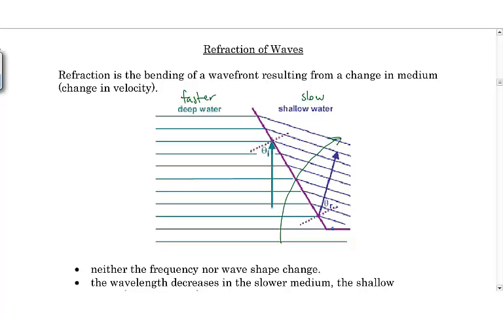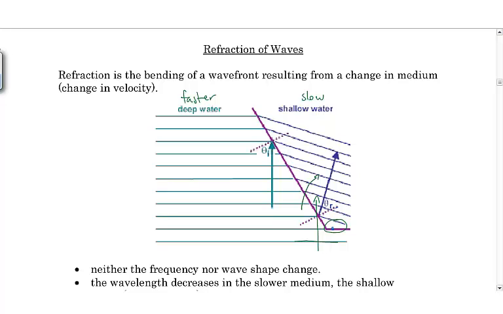The reason for this is as the wave travels towards the top of the page, the waves that are reaching the shallow end will start to slow down. The waves in the deep water will continue traveling at the same speed, and because they're one continuous wave, they will not break, they will simply start to bend and change in that direction.